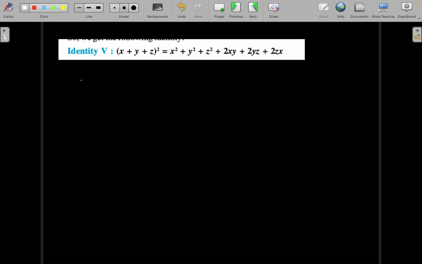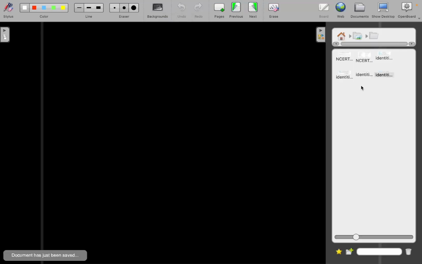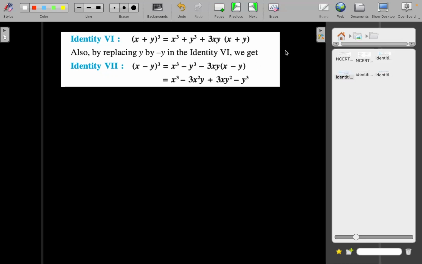You just have to take the LHS x plus y plus z and write it 2 times, and then you just multiply it out systematically. And when you multiply it out systematically, you will get a nice symmetric term like this: x square plus y square plus z square plus 2xy plus 2yz plus 2zx. And it is worth remembering this simple formula. So let's get to the next one. Our next one is definitely again very commonly used. Let's spend 2 minutes on this.